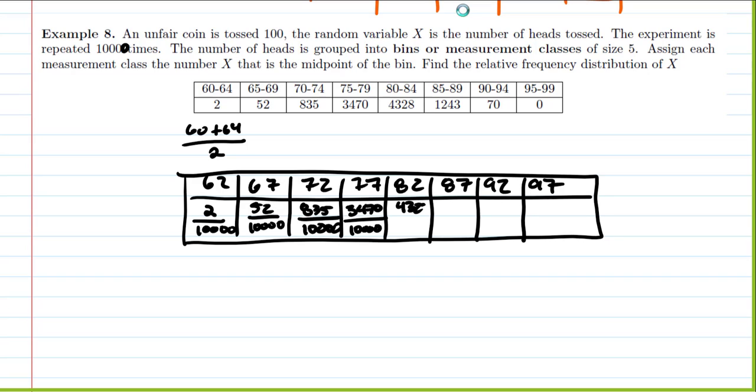So 4328 over 10,000. Because, yeah, those definitely add up to 10,000. 1243 over 10,000. 70 over 10,000. And 0 over 10,000. Yeah, it should have been 10,000. If you add up all of the experiments, the sum of all of those things is 10,000, not 1,000. So that would be our relative frequency distribution of our random variable x.